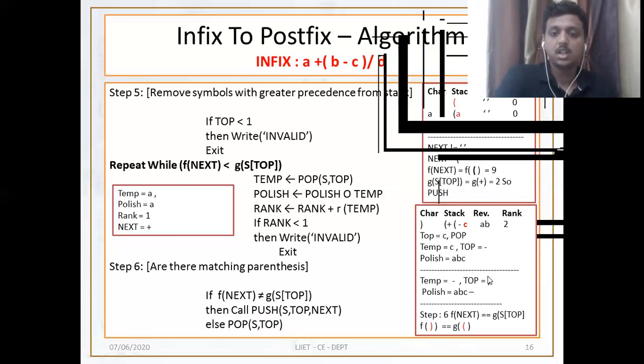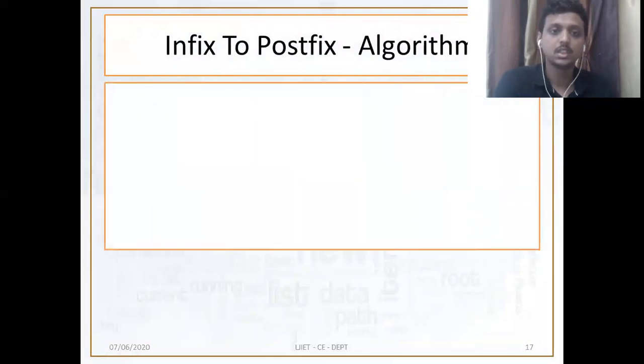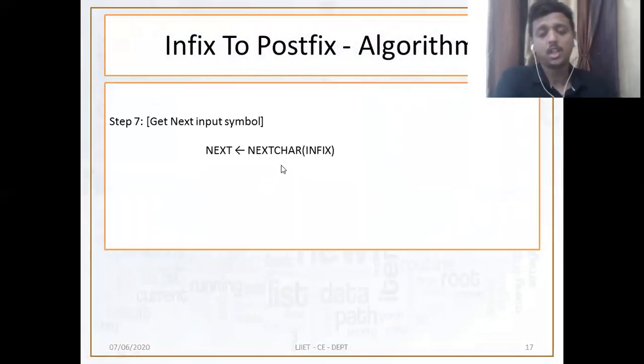See here, f of closing bracket is equal to f of opening bracket. This condition is satisfied according to step number 6. Check step number 6 carefully. If f of next is not equal to g of s of top, this condition is cancelled and it goes into the else part. Pop s comma top. Now top contains the opening bracket, so the opening bracket will be popped out from the stack. Then we move forward to step number 7, get the next character in. Get the next input and move forward. Like this, both opening and closing brackets will be cancelled out.